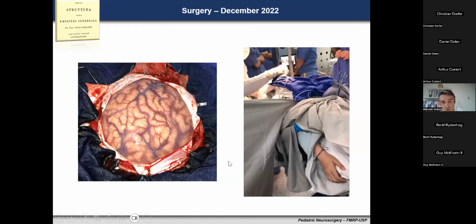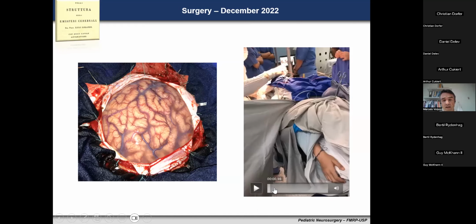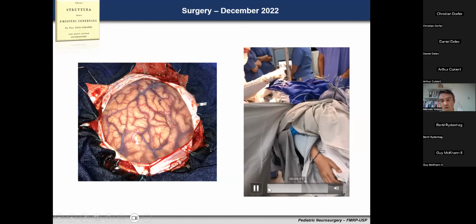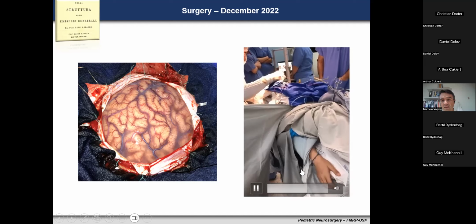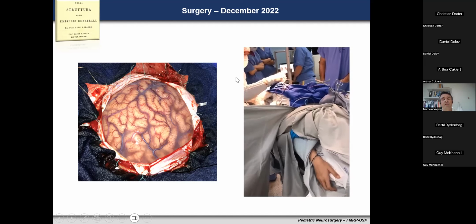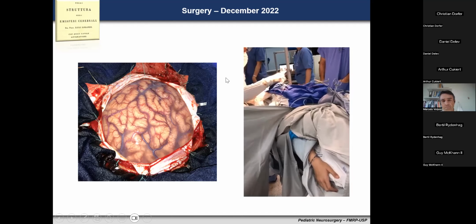I'm sorry, I've been struggling with the video. I had the intraoperative video, but somehow it got corrupted and I couldn't fix it. But basically, it was a very straightforward tumor craniotomy. I just wanted to make sure where the hand motor area was, so we could see it. That's why I used intraoperative stimulation.